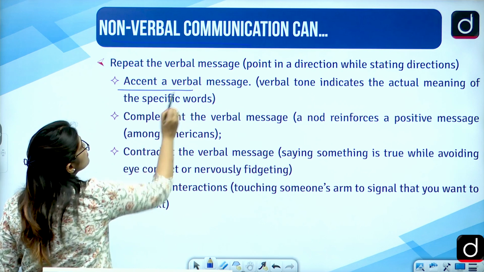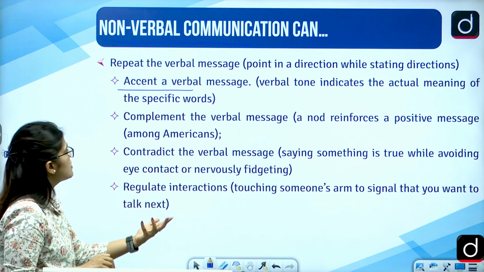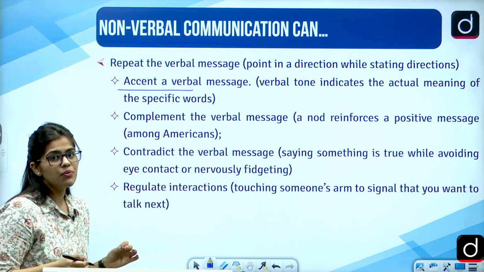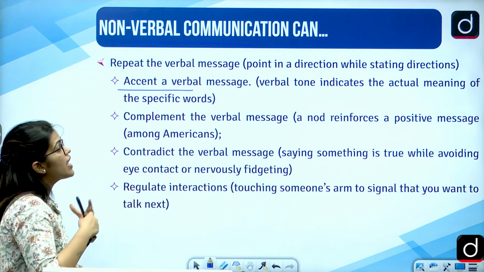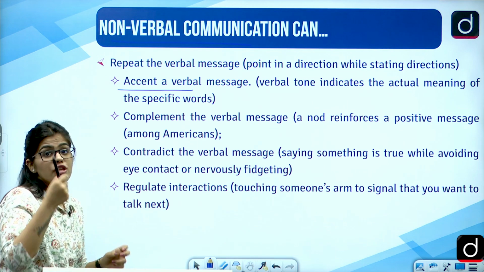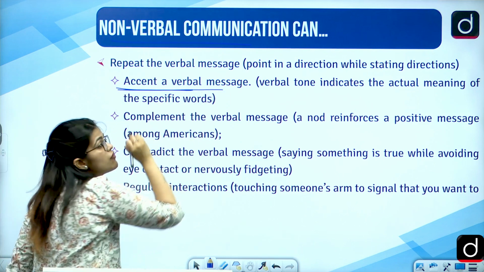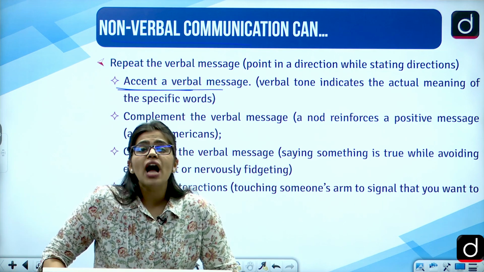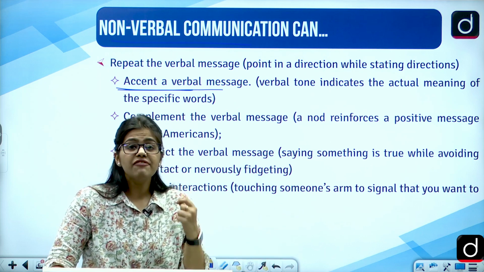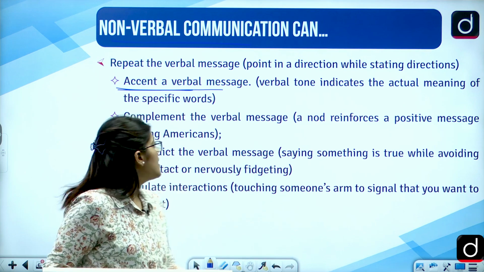Then you can use the non-verbal message to assert something, right? You can use specific words, or give emphasis on these specific words. Your accent will tell which kind of communication you are holding. So, the verbal tone of whatever you are using indicates the actual meaning of the specific words. So, the accent of the verbal message is very important, which kind of emphasis you are putting. Say, for example, I am saying I need to go, but if I am saying I need to go, the accent or the way I am talking becomes very important.